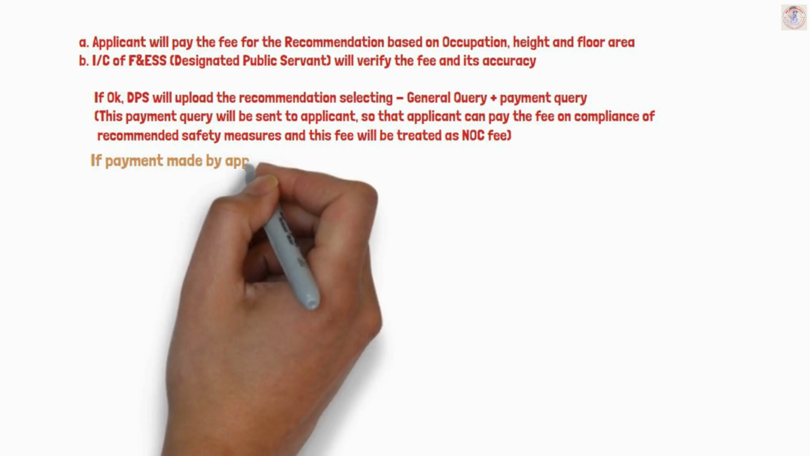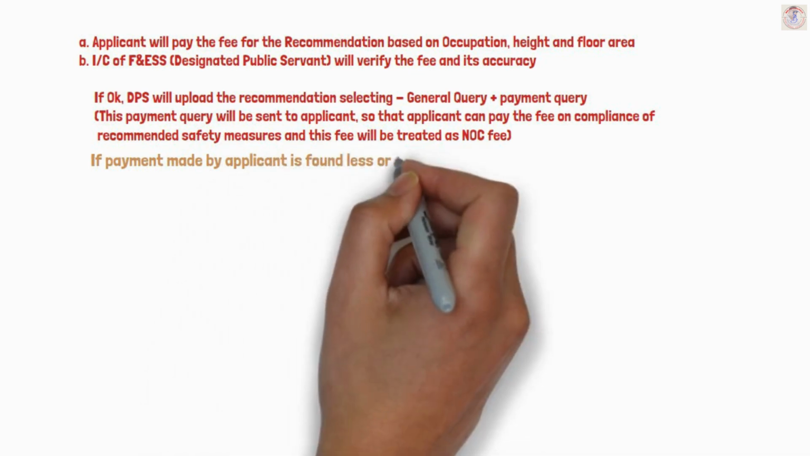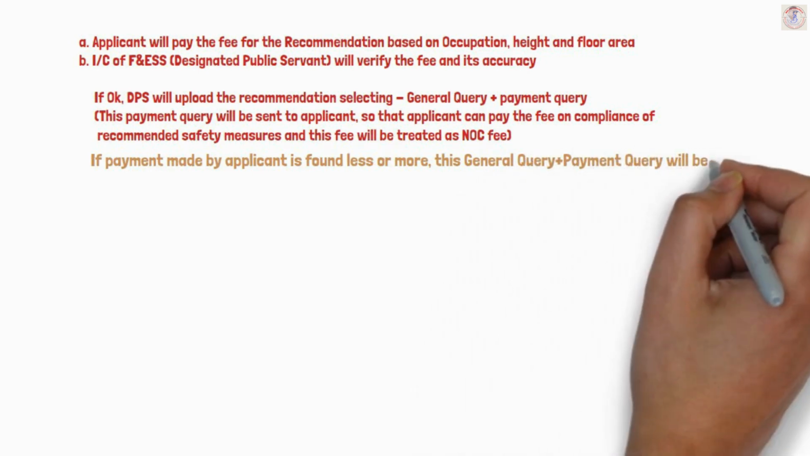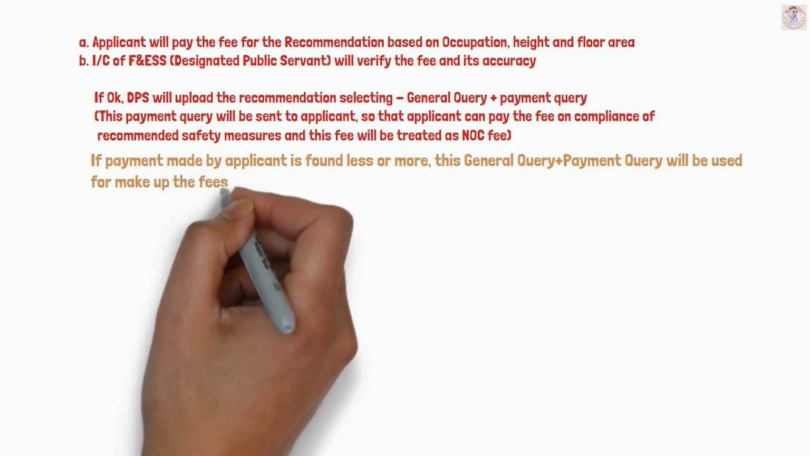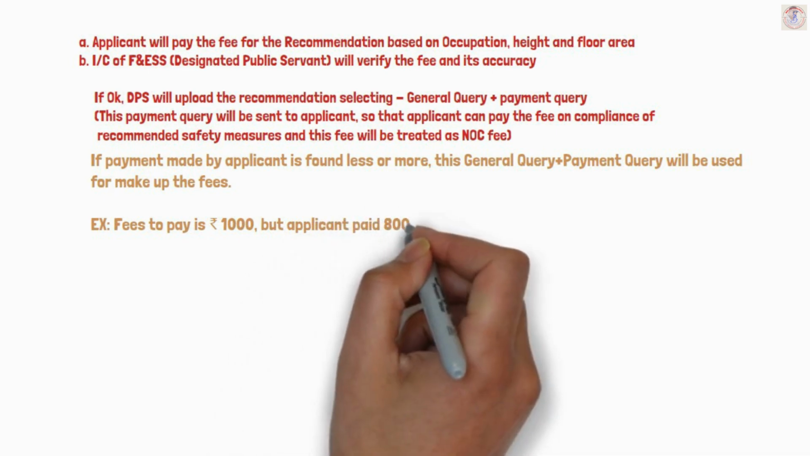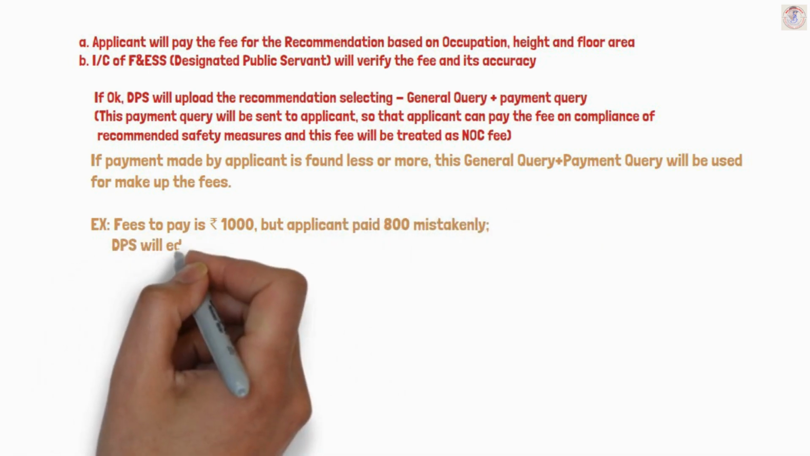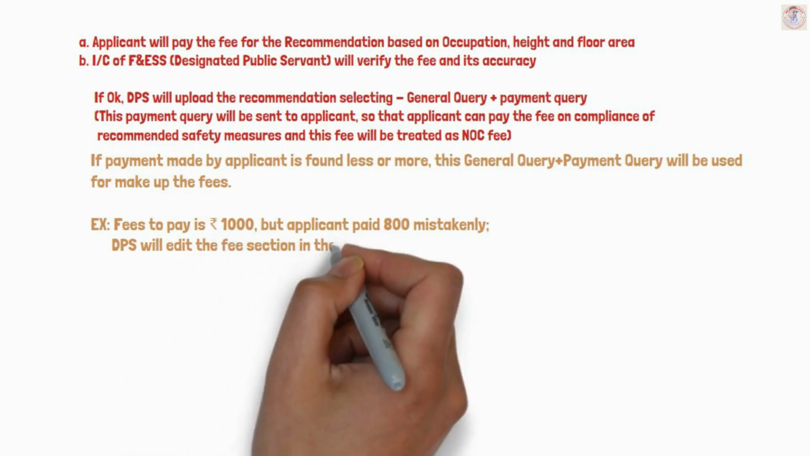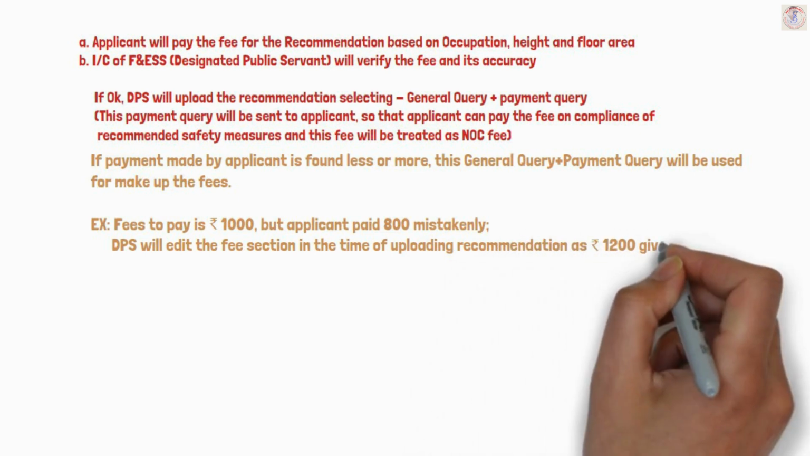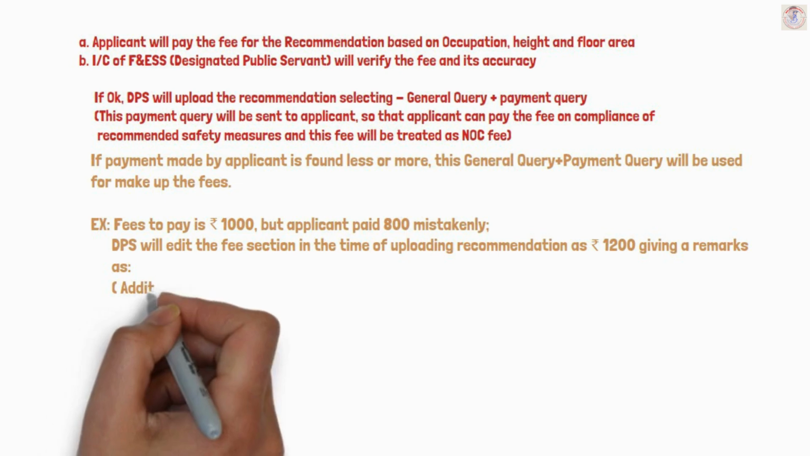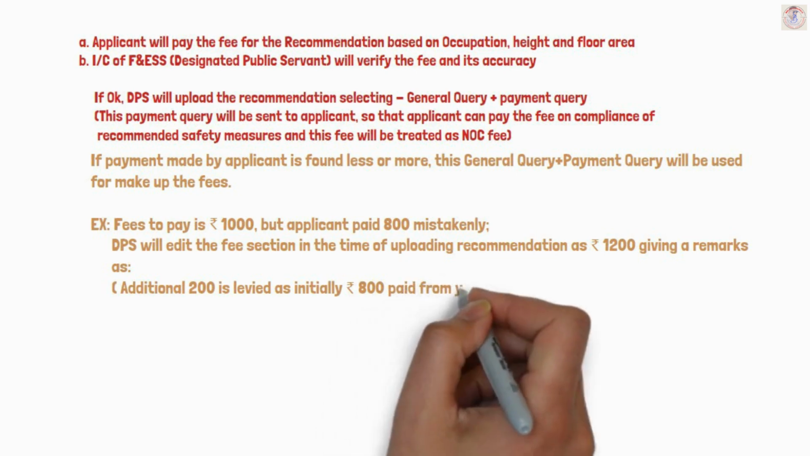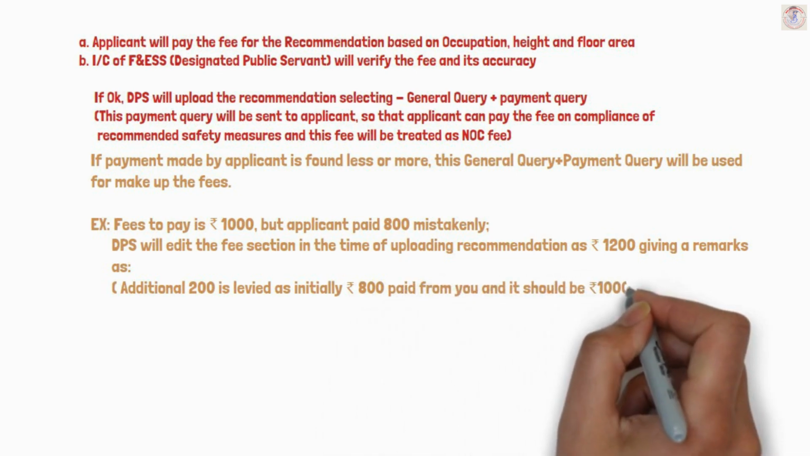If payment made by applicant is found less or more, this General Query plus Payment Query will be used to make up the fees. For example, fees to pay is 1,000 Indian rupees, but applicant paid 800 mistakenly. DPS will edit the fee section at the time of uploading recommendation as 1,200 Indian rupees, giving a remark as additional 200 is levied as initially 800 Indian rupees paid from you, and it should be 1,000 Indian rupees.